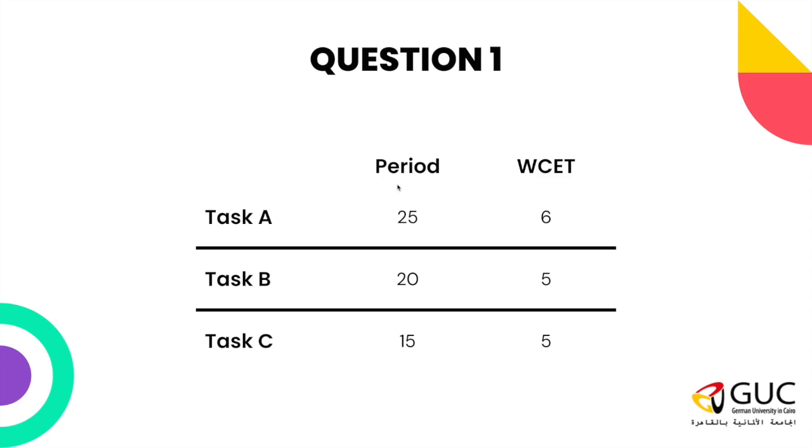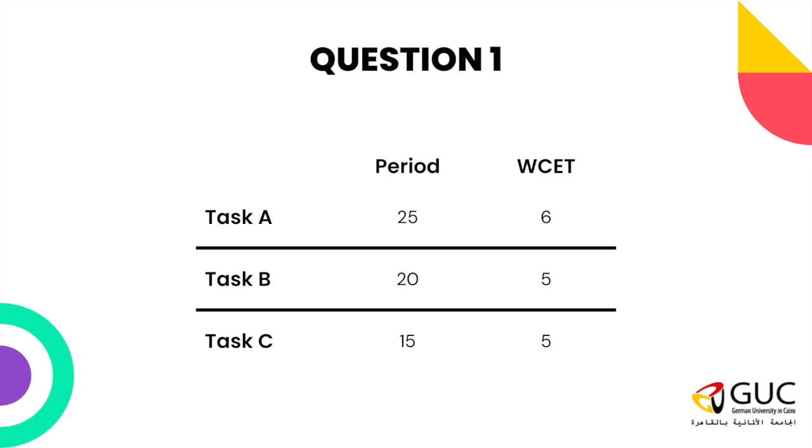And the period here will be in terms of clock ticks, not cycles, not seconds. It will be in terms of clock ticks. Okay, we have task A with a period of 25 clock ticks and a worst case execution time of 6 clock ticks. This means that when task A enters the system, it actually needs 6 clock ticks to finish executing. However, it will return again to the system after 25 clock ticks. So I need to actually execute this task, task A, before it re-enters the system with a new instance.